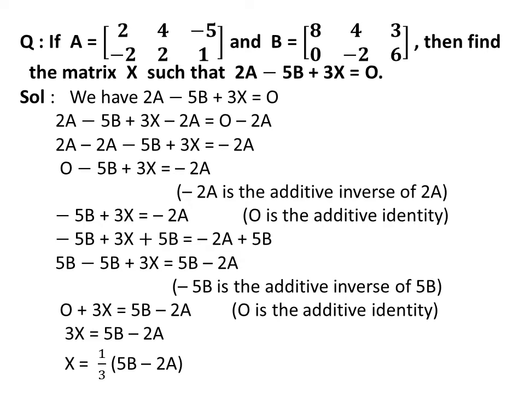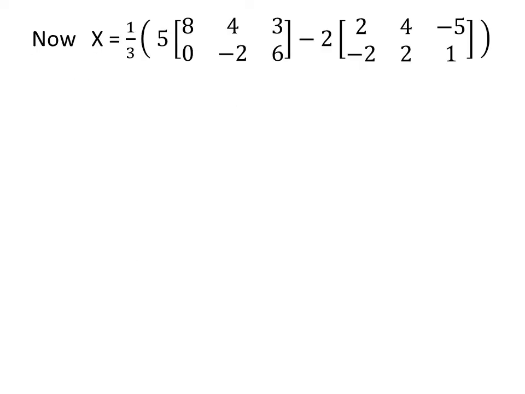Students, all these steps are for understanding. While solving this matrix equation, we can write directly 3X equals to 5B minus 2A and then X equals to 1 by 3 5B minus 2A. Now, in place of B and A, we write the given matrices.